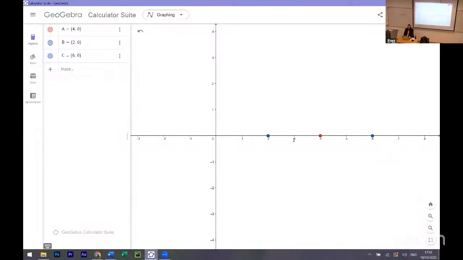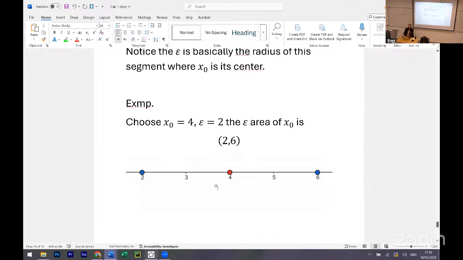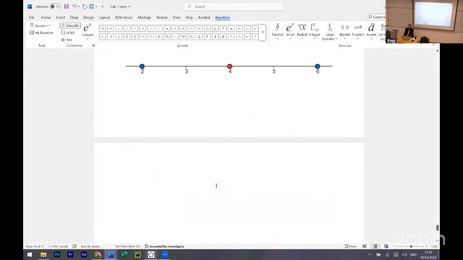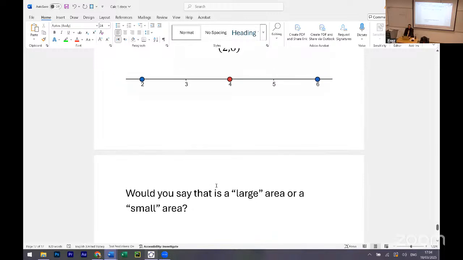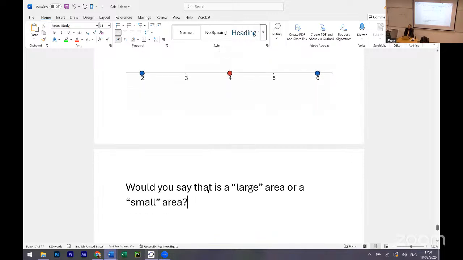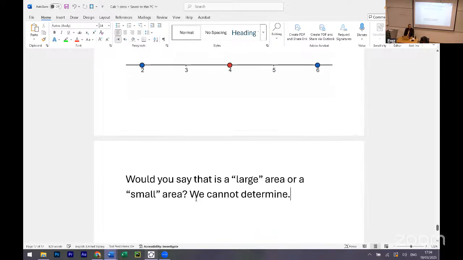I'm doing it slowly because it's quite important to understand this for the future. Would you say that is a large area or a small area? Because the area is the same as the number. I mean, what's the definition of large? It can be very... Exactly. We cannot determine. That's the answer I was going for. There are no large areas or small areas. There are just areas from all different sizes.